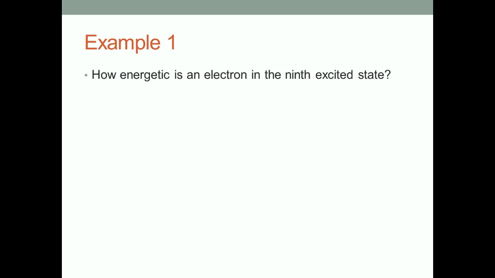Okay, the first thing you have to remember is that the ground state is by definition n equals 1. So the 9th excited state actually means n equals 10. So how energetic is an electron in this state? The 10 here means you're in n equals 10. So that's negative 13.6 eV divided by 10 squared, which is negative 13.6 eV divided by 100, which is negative 0.136 eV.